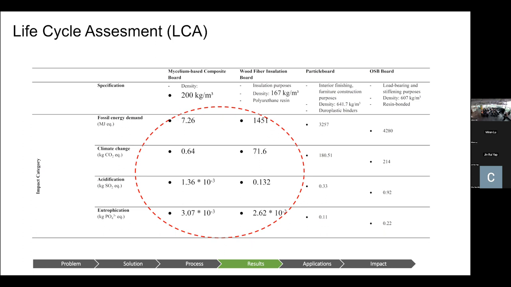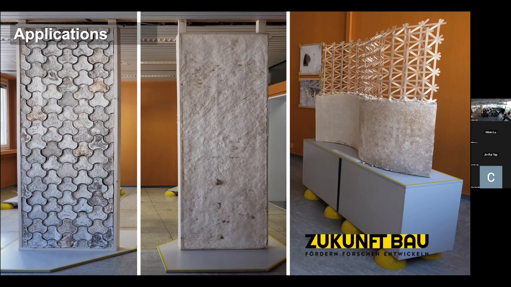So far we have created several proof of concept, proof of value prototypes. So this is one of the prototypes that we did. It's like a larger scale prototype as part of another project in Germany. It's called Zukunftbau. So we produce a panel for acoustic purposes with different shapes.